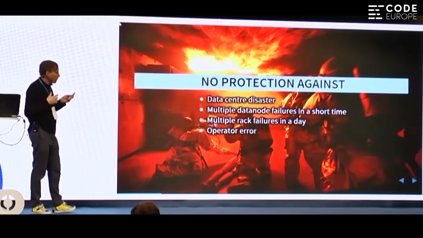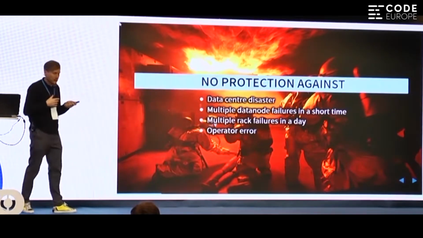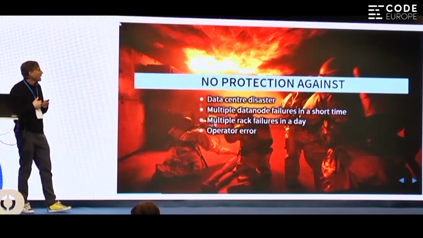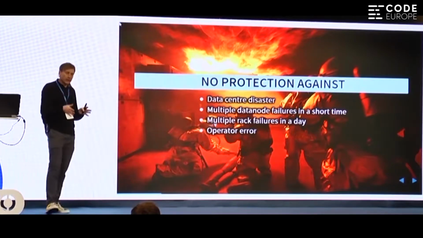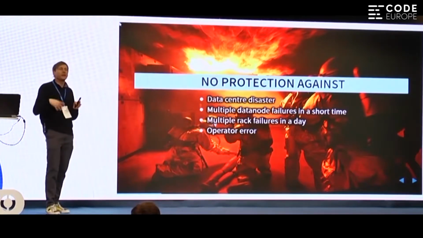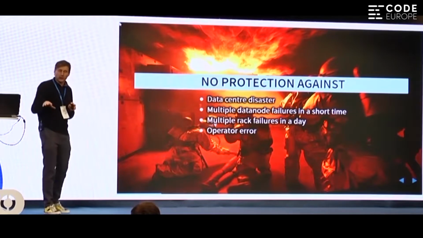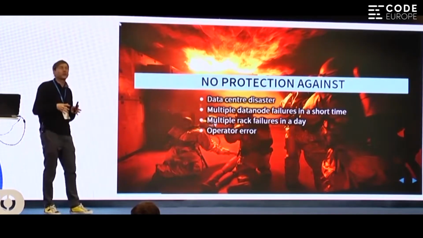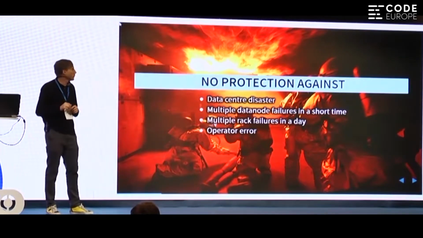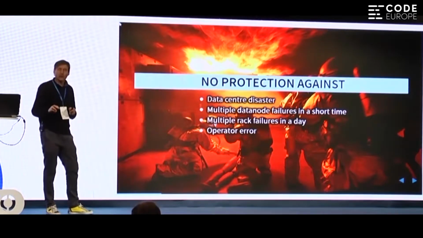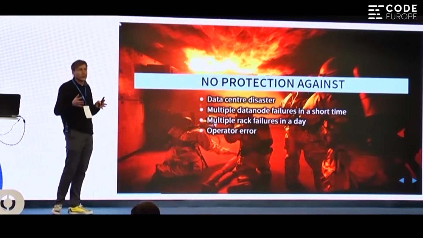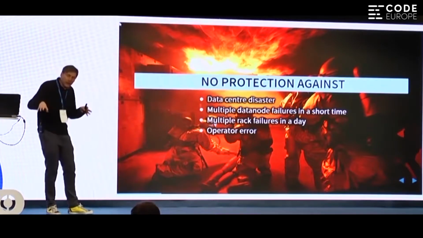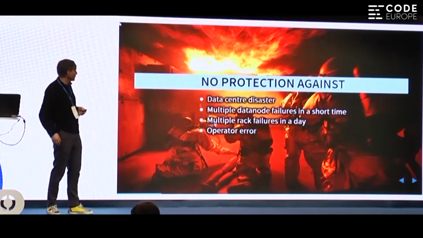So there are many things we're not protected against. We're not protected if the data center catches on fire. If we have 3 or more data nodes that fail at the same time, as soon as a data node is seen as failed by the name node, it will recopy the blocks that have just been lost, that are now only replicated twice, and will copy them onto a third node. But if you lose 3 nodes within sort of 15 minutes, then you lose blocks because the name node hasn't had time to make new copies of the blocks that have just been lost.